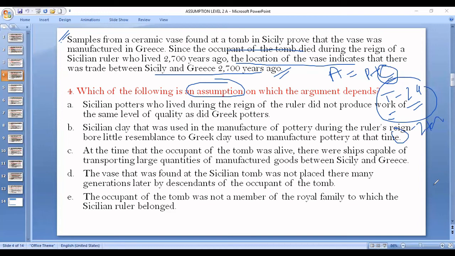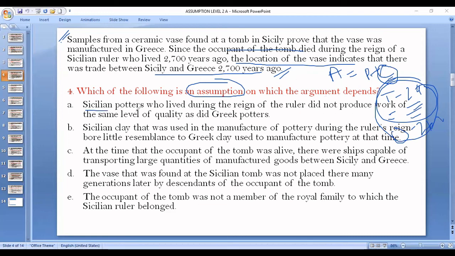What is the assumption? Nothing happened after 2700, right? Sorry, it's 2700. So nothing happened after that, after 2700, right? That should be the case. Now let us move ahead.